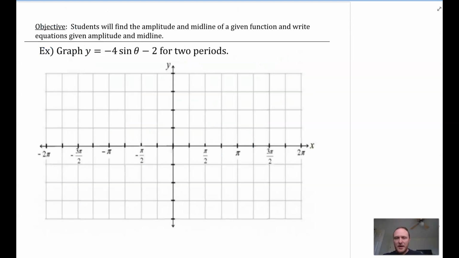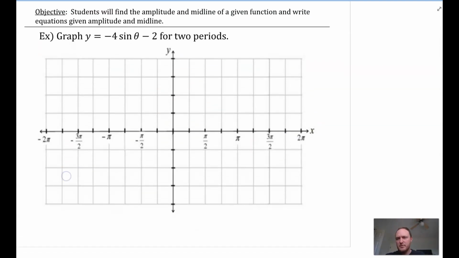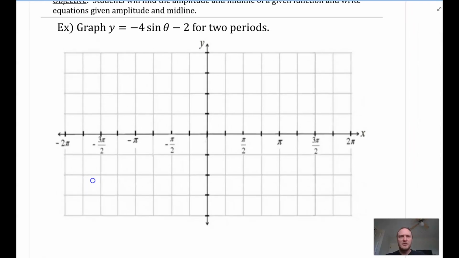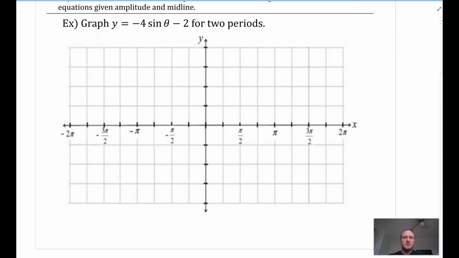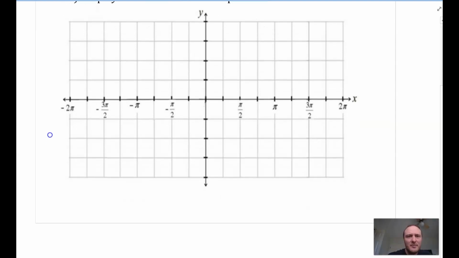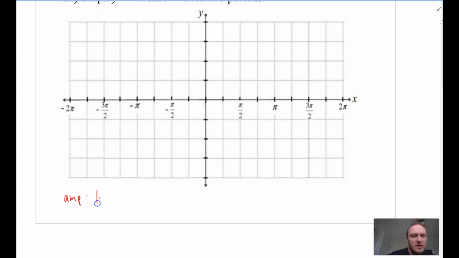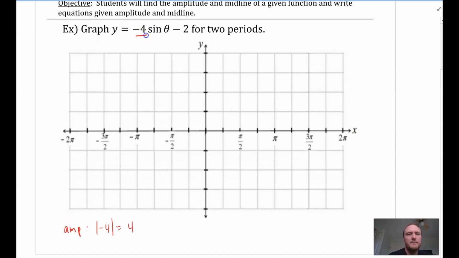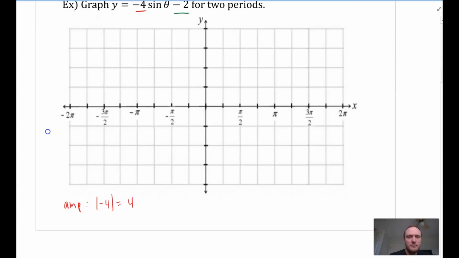All right, I think I have maybe 2 more examples for you. Here is this one, so please write this one down. It says graph y equals -4 sine theta -2 for 2 periods. So in this case, I have an amplitude, the absolute value of -4, which is 4. Okay. The midline comes from our k value. So that is y equals -2.